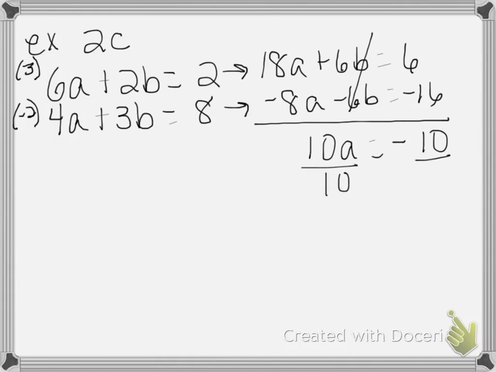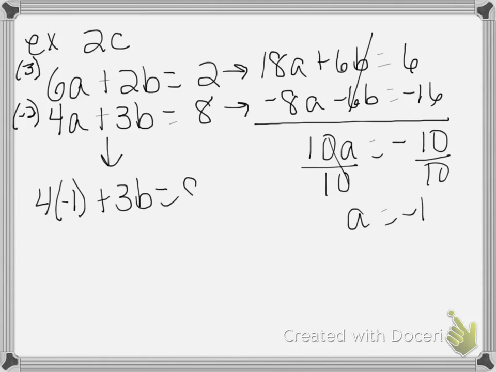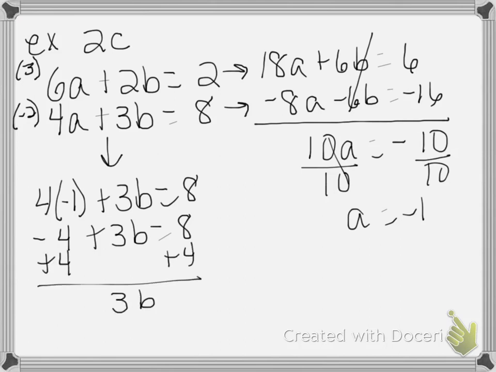Divide both sides by 10. A is equal to negative 1. I'm going to plug in negative 1 into either the first or the second equation. I'm just going to plug it in the second. So that's 4 times a is negative 1. That's negative 4 plus 3b is equal to 8. Add 4 to both sides. So that's 3b is equal to 12. Divide by 3. So b is equal to 4. So my answer is negative 1, 4.